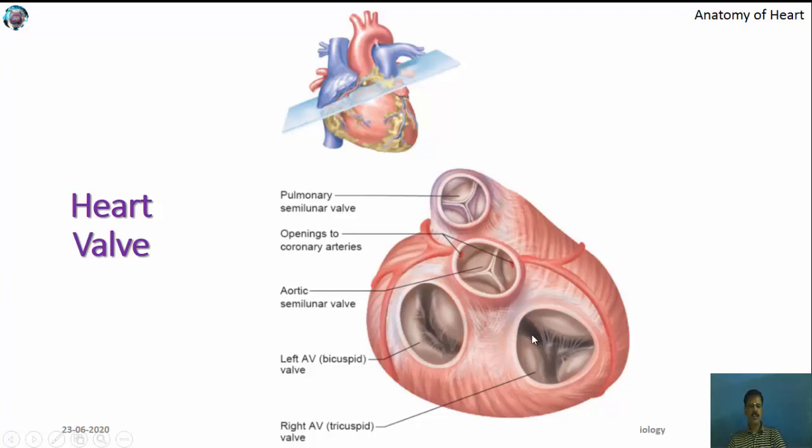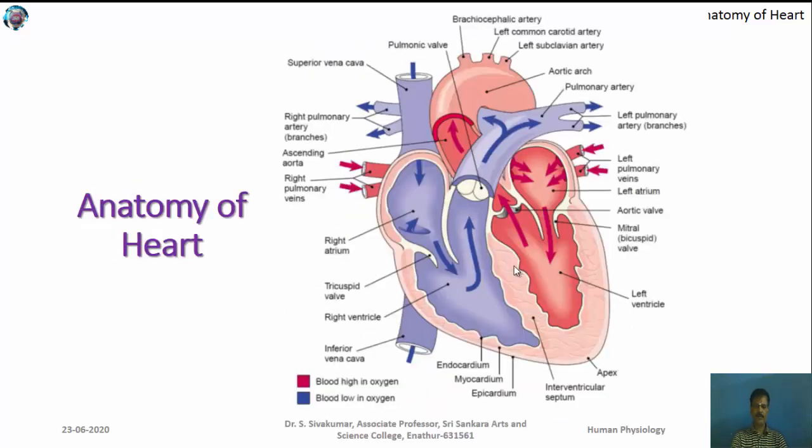These two valves are known as the bicuspid and tricuspid valves. They cause the inflow of blood from atrium to ventricle. And these two valves carry the blood from the ventricle to the outside of the heart. So these are the important components of the heart valves.